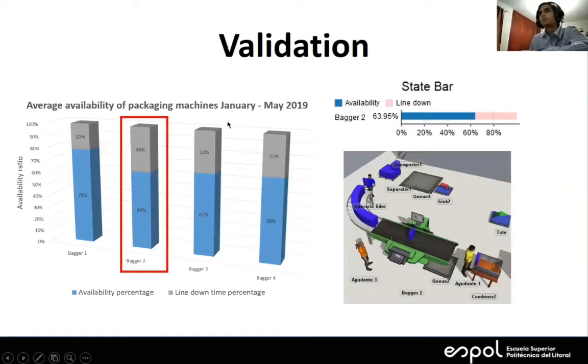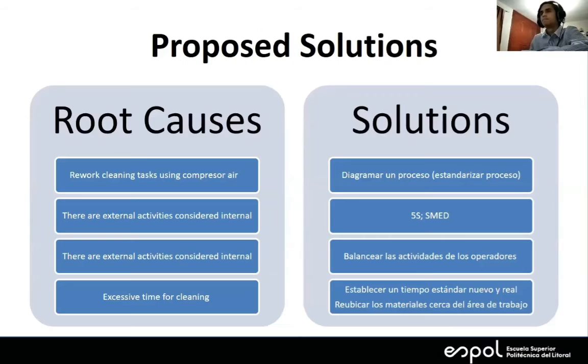This is a comparison which shows that, according to the historical data, the availability of the Bagger 2 is 64%, and the availability in our model is 63.95%, very close to reality.